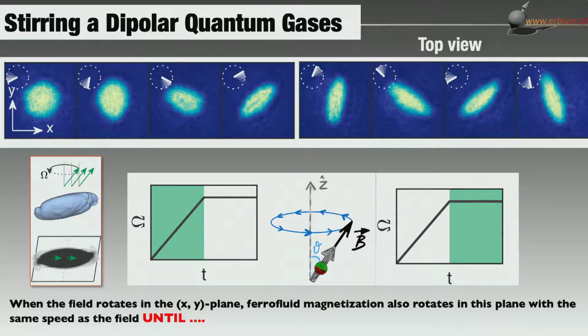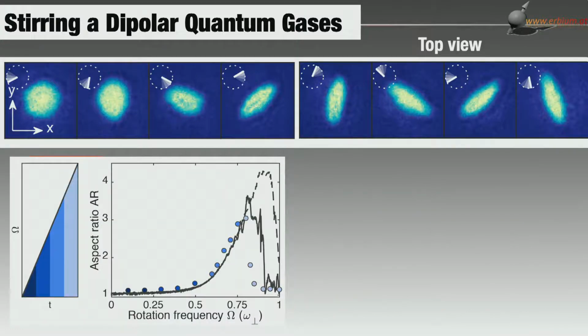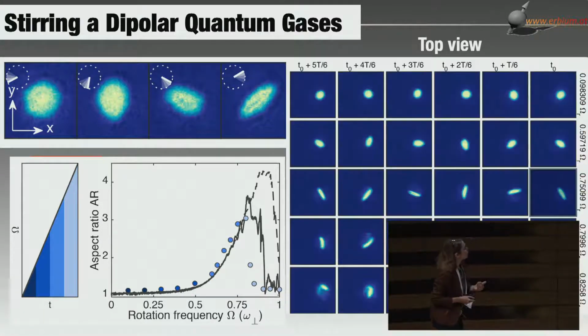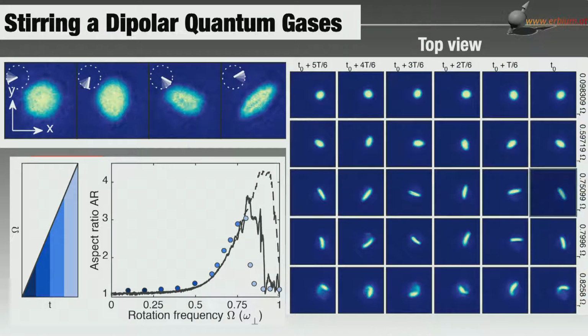But if you now start to increase the rotation frequency, you see that the system first nicely follows, and then at some point something happens. At some point, it's not energetically favorable for your quantum gas to follow the rotation. It wants to respond differently to this imposed angular momentum. And now I show you our data for increasing angular frequency.